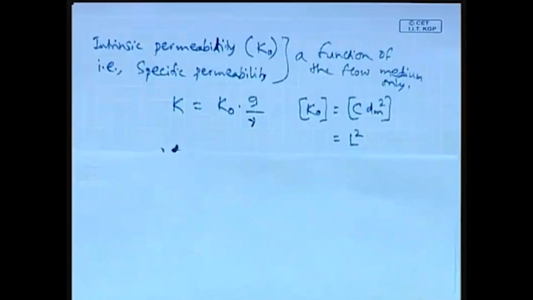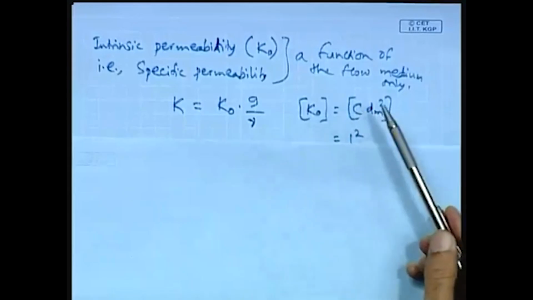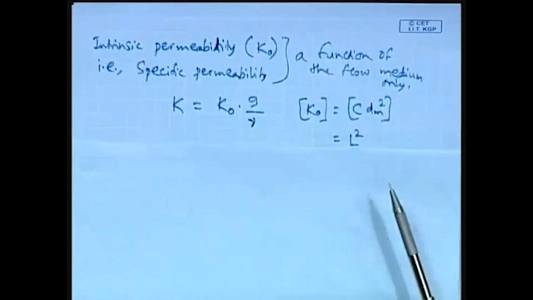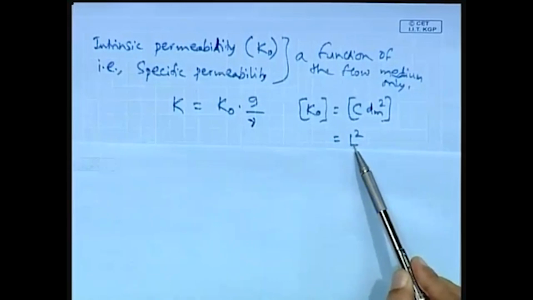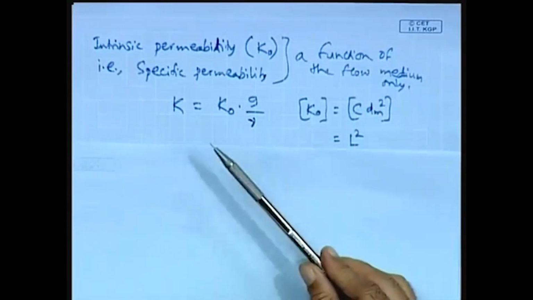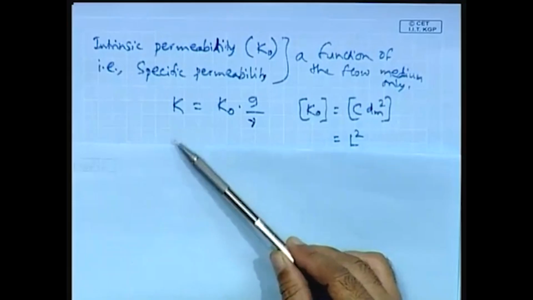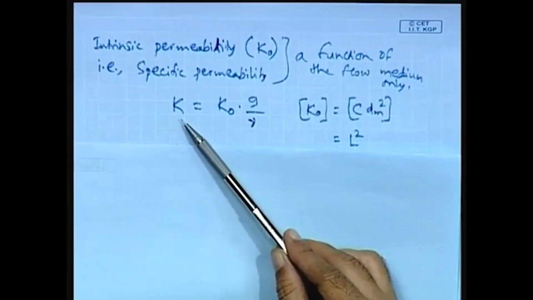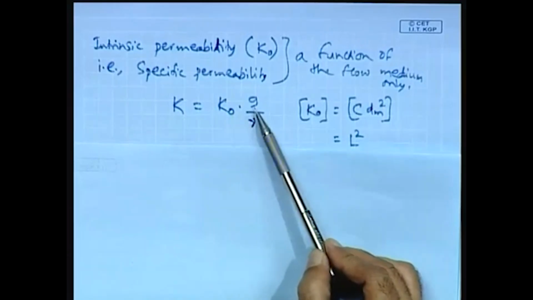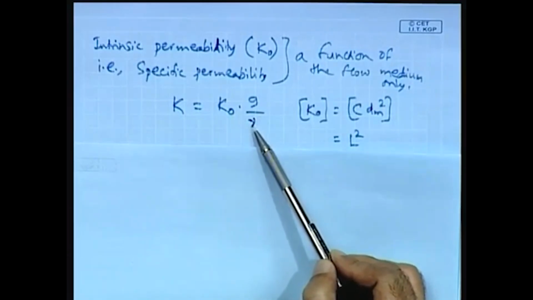Welcome to this lecture number 8 on permeability and its determination. In the previous lecture we were discussing the intrinsic permeability, which is essentially a function of flow medium only, and it has the dimensions of square of length. This intrinsic permeability is denoted by K0, and it is linked with the permeability or hydraulic conductivity K by the formula K is equal to K0 into g divided by nu, where nu is the kinematic viscosity.